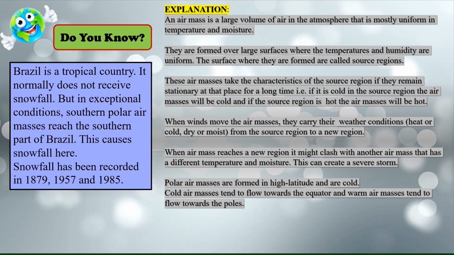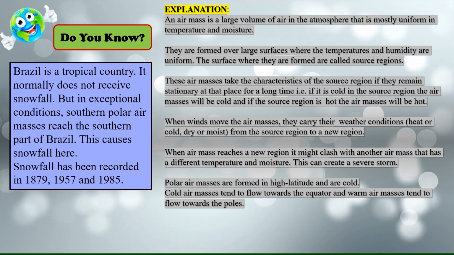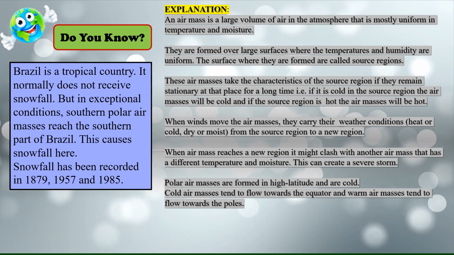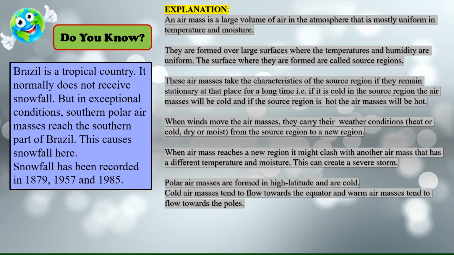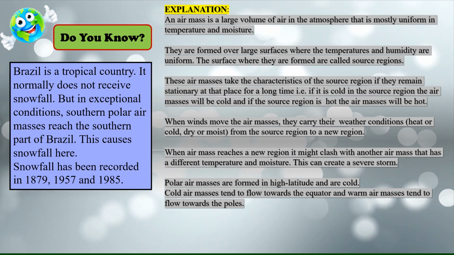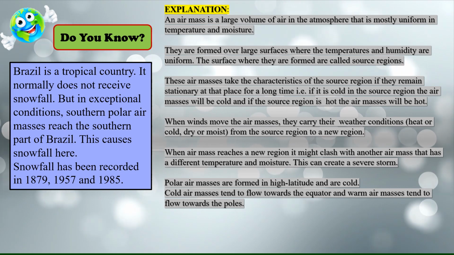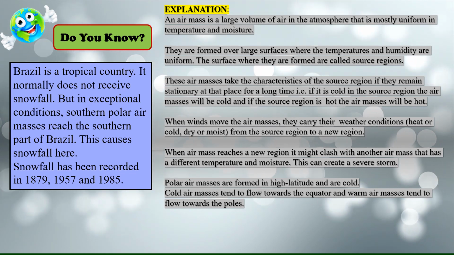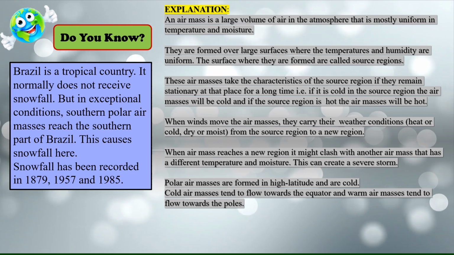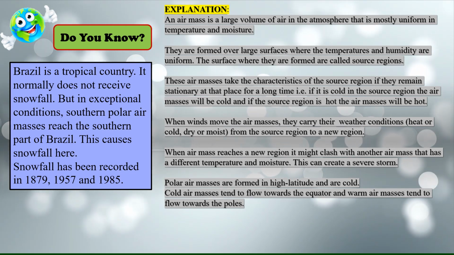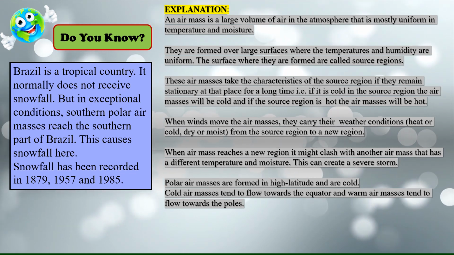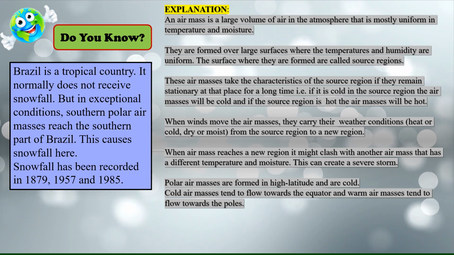Now, polar air masses are formed in high latitudes and are cold in characteristics. We know the polar areas, the poles. Cold air masses tend to flow towards the equator and warm air masses tend to flow towards the poles. So, opposite ways. Cold air masses flow towards the equator because it's hot, and warm air masses tend to flow towards the poles because they are cold.